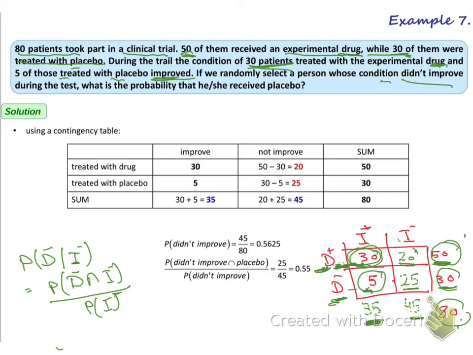So let us write down our answer here. What is his question? If a person is randomly selected whose condition did not improve, it is given that the condition did not improve, so I negative. He wants a probability, and he gave us something given. The condition is not improved, so I negative. What is the probability he is looking for? Whose condition did not improve, what is the probability he received the placebo? Placebo is D negative, so he wants the probability of D negative given I negative, there is no improvement.